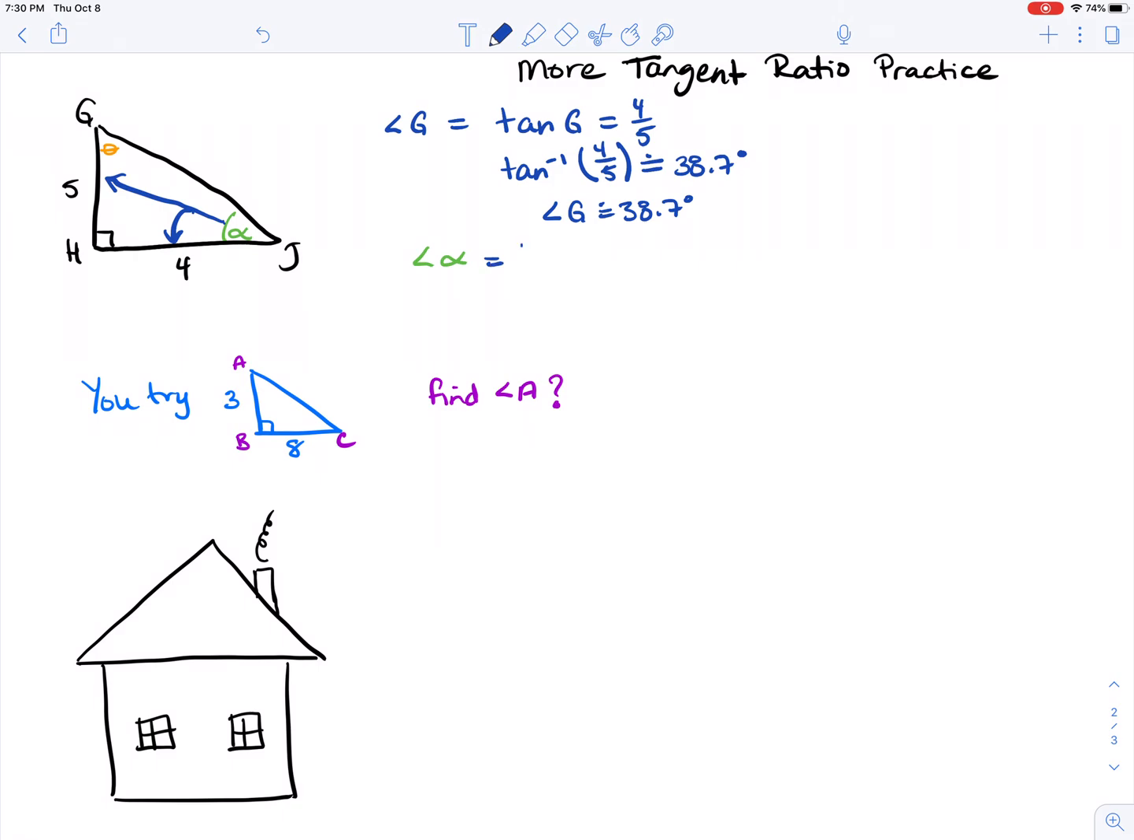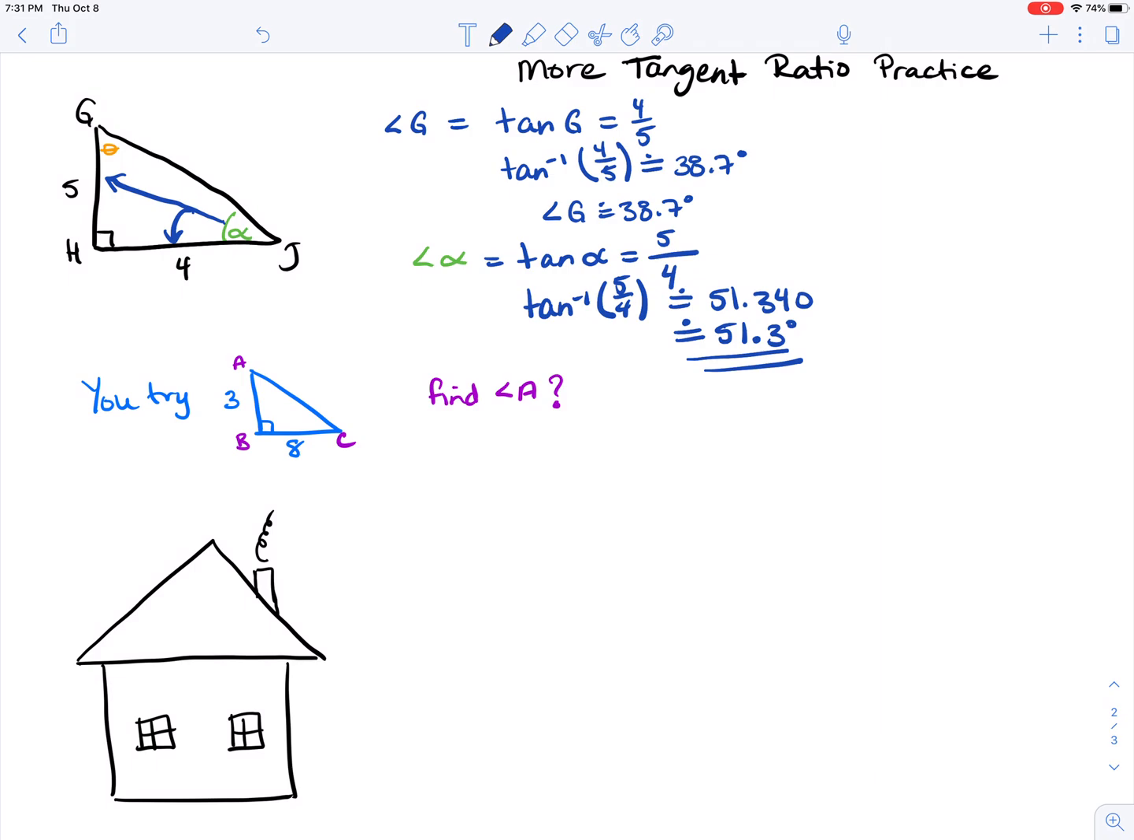So for angle alpha, I have to take tangent alpha, and my opposite is 5, my adjacent is 4. That means the inverse tangent of 5/4 in my calculator will give me that degree. If I put in inverse tangent, 5 divided by 4, I'm going to get approximately 51.340. I'm going to round that to a tenth of a decimal point, so 51.3 degrees.